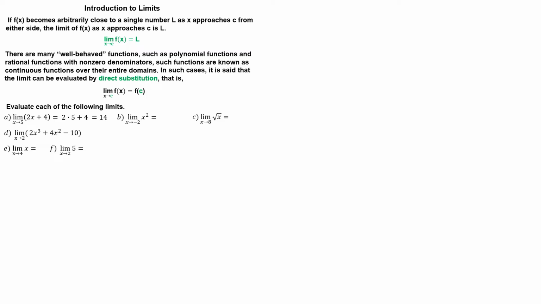In item B, we replace x with minus 2. Next, we perform the calculations. The limit as x approaches minus 2 is 4. In item C, we replace x with 8. Next, we perform the calculations. The limit as x approaches 8 is 2 times the square root of 2.